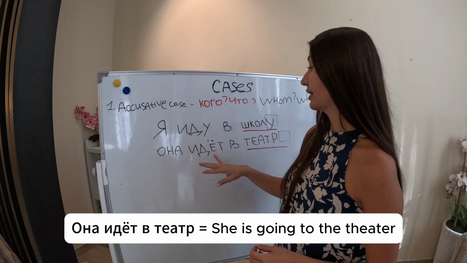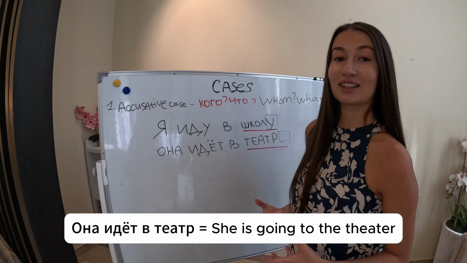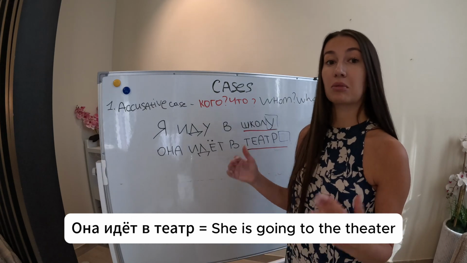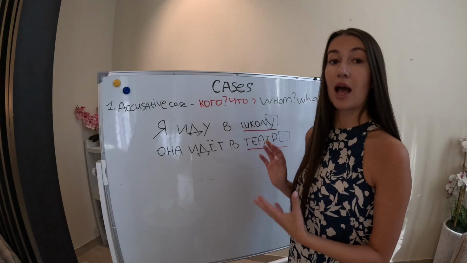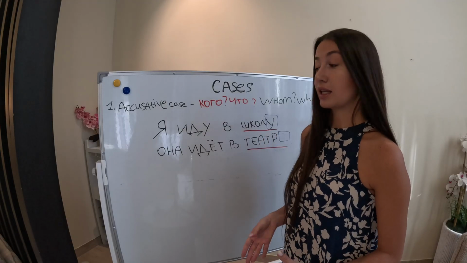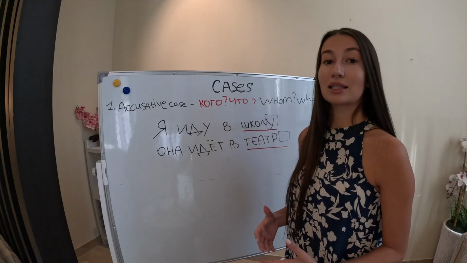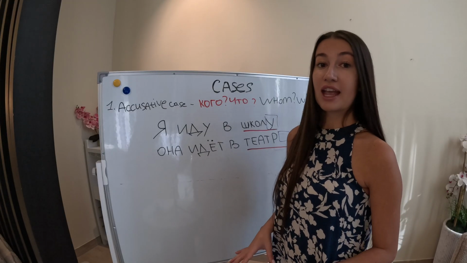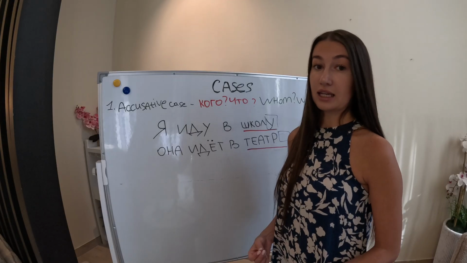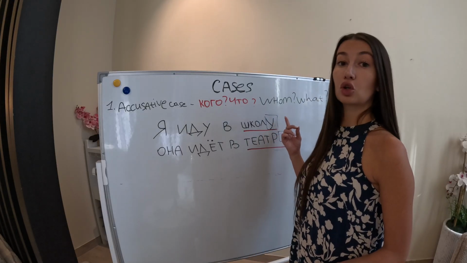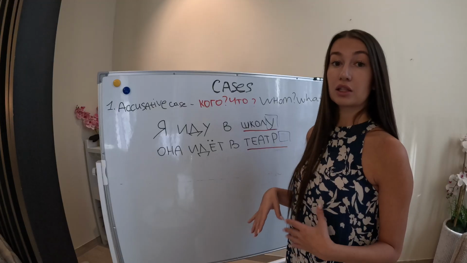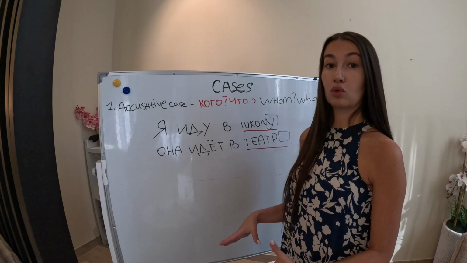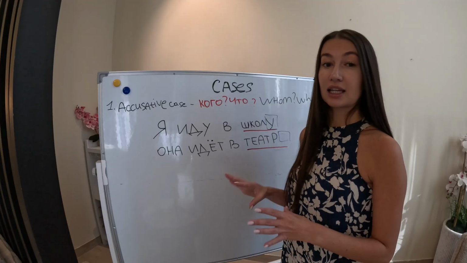Or, for example, она идет в театр. She goes to the theater. Again, going to a place with verbs of motion, our word becomes accusative case. In this case, театр is a masculine word. That's why we don't need to make any changes here. No changes of the ending. The word stays as it is. Unlike школа, the original word for school is школа, and in accusative case we know that the last letter A becomes U. But we're going to talk about the endings a little bit later.